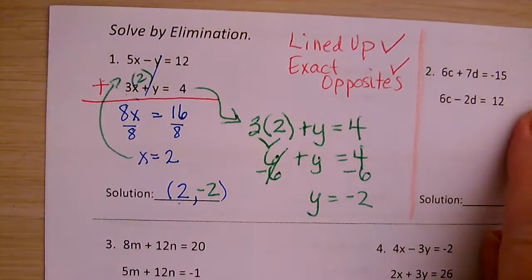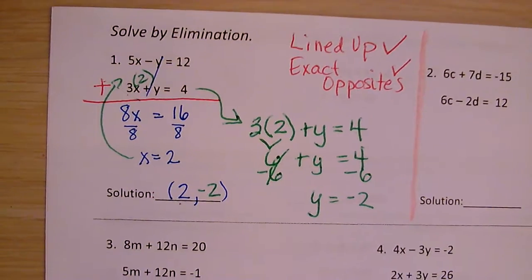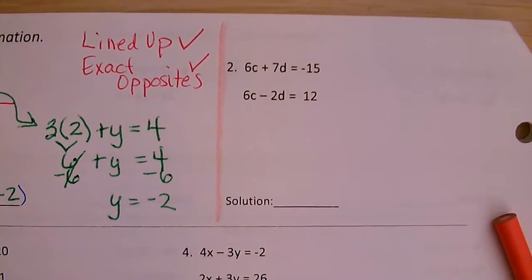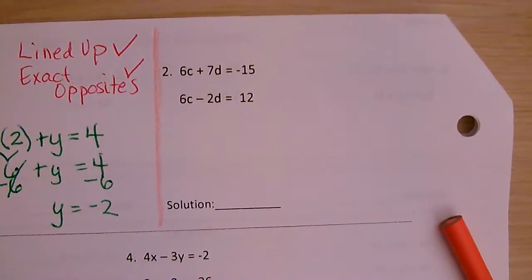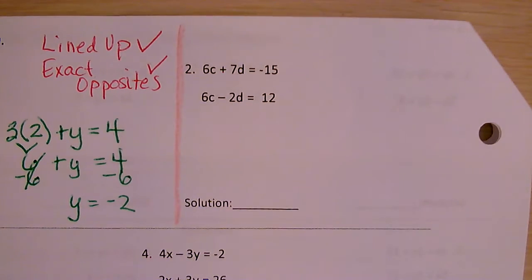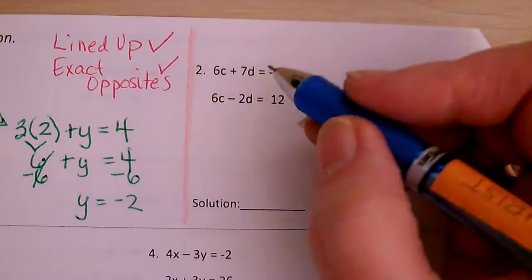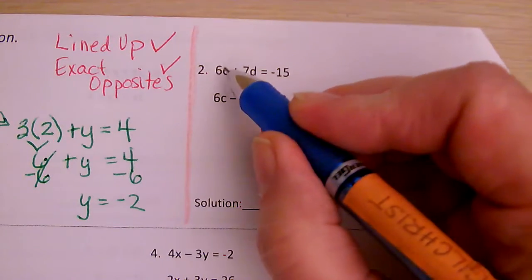So I'm just going to jump over here to number 2. So this is the first kind where it's just ready to go. There's nothing to do except add it up. This one will not be quite so easy. It's the next best thing to being exact opposites. Because if I take a closer look, so I'm going to look first. Now this is not x and y. I've got 2 different letters. I've got a C and a D.